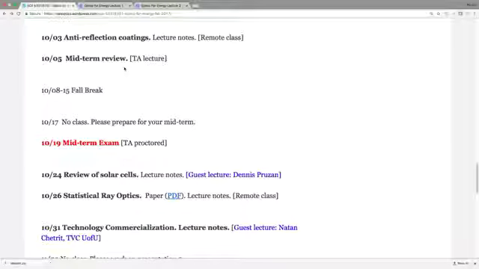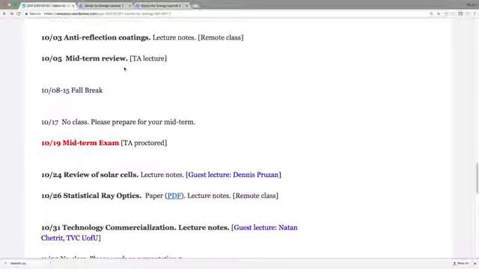Then after the midterm, we have a review of solar cells, some basic understanding of the semiconductor physics and semiconductor engineering of solar cells. That's by a PhD student in materials science engineering who actually makes solar cells, so you get to hear from the horse's mouth, in a sense.